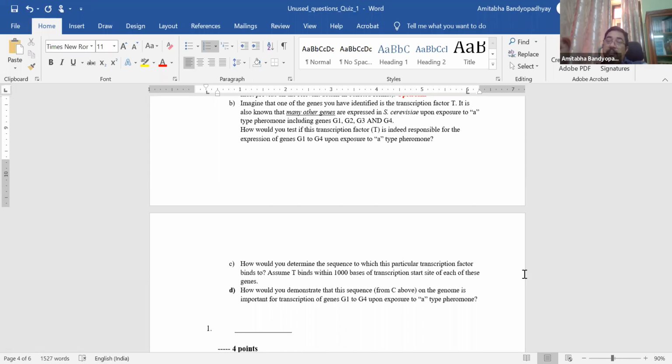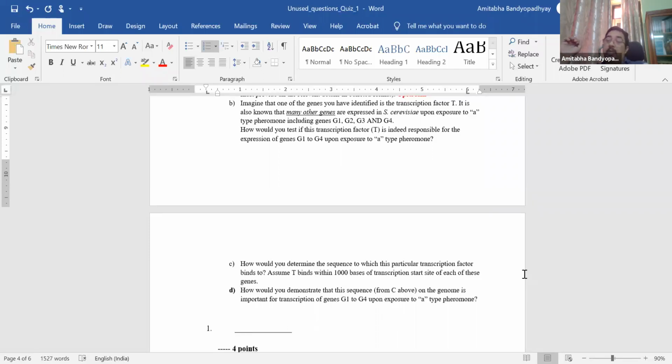You will inactivate the transcription factor, but remember that this transcription factor is produced only when the cells are treated with A-type pheromone, right? Yes. You do not know for sure that for transcription of genes G1 to G4, T is indeed responsible. There is a possibility that something else called X is responsible, right? Yes. And that X is also a slave of treatment with type A pheromone. Yes. So you should inactivate T.